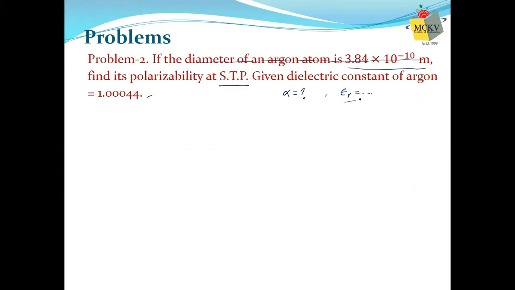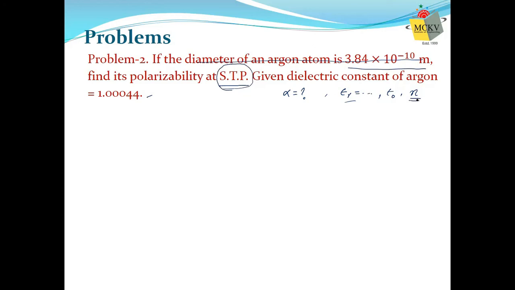We require epsilon r. What else do we require? Epsilon 0, which is a constant value, it's known. We also require n, the number of atoms per unit volume, the atomic density, which is not supplied directly. Then how do we calculate alpha? For that type of question, read the question properly, because there may be some hint for the unknown quantity. You observe here, it is said that you need to find the polarizability at standard temperature and pressure. That is your hint. This will help you to estimate n.